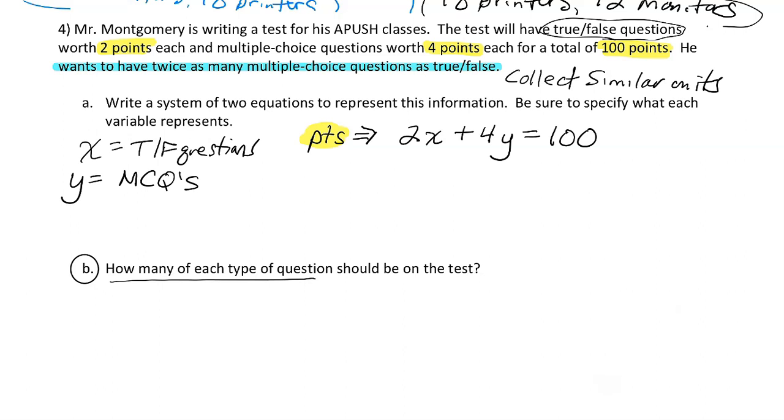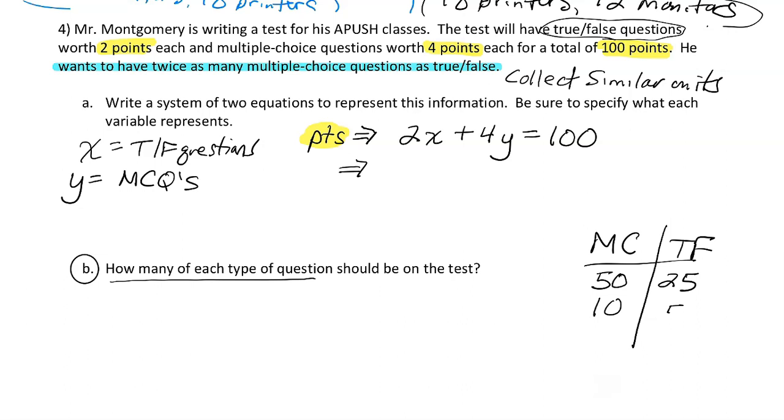So we want our second equation to be twice as many multiple choice. So let's think about that. If we have multiple choice, we have true and false. If you want twice as many multiple choice, that would be like 50 multiple choice compared to 25. That's twice as many multiple choice as true-false. Or if he wants 10 multiple choice, that would be 5 true and false. So the multiple choice is y, and the true and false is x.